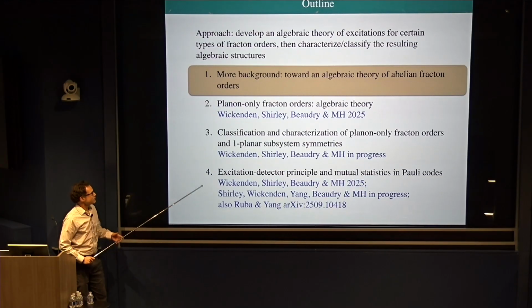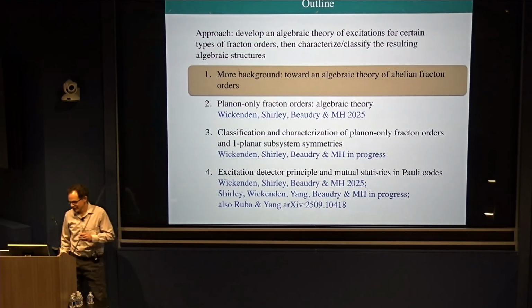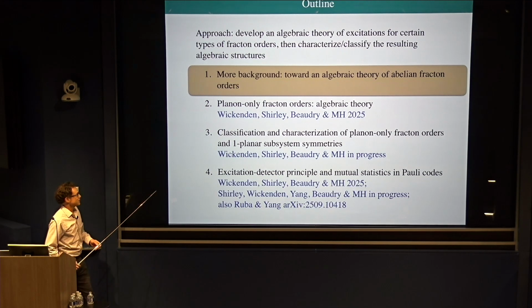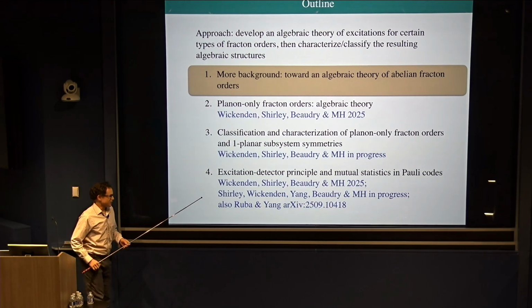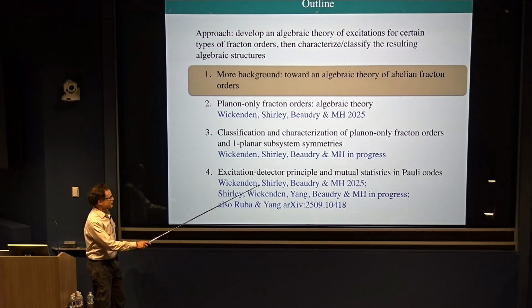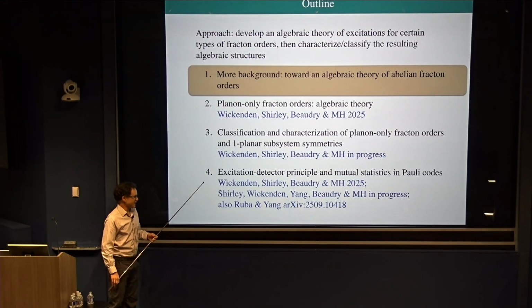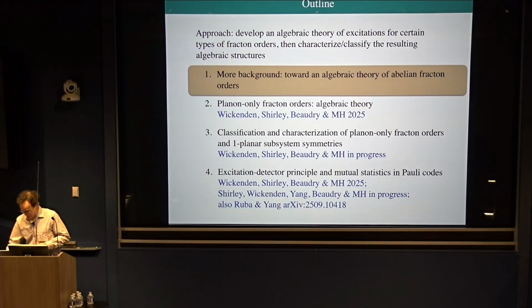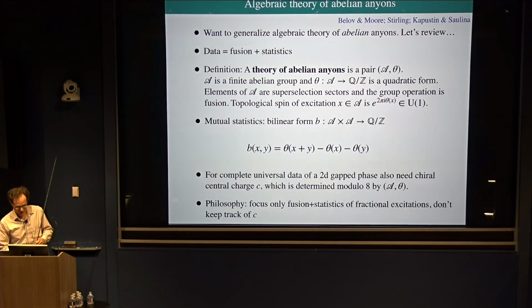If there's time, which I think is unlikely, I will tell you about something called the excitation detector principle, which Ashwin alluded to in his talk, which is an extension of the principle of remote detectability that plays a very important role in this whole story. And there's some cool results on mutual statistics in pretty general Pauli codes. We'll see if we actually get there.